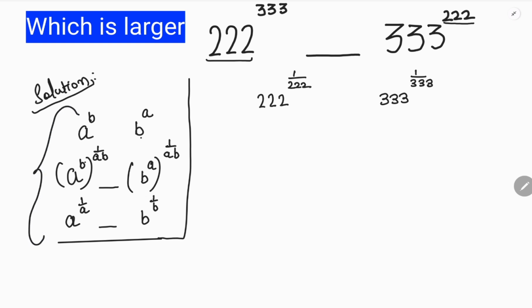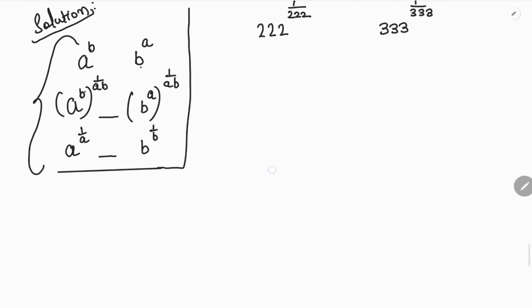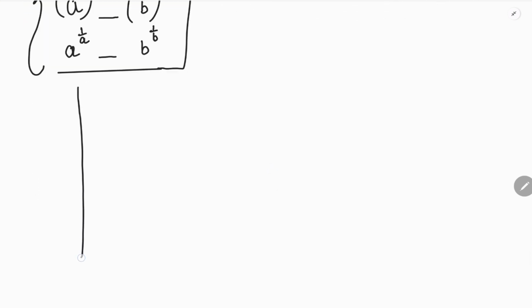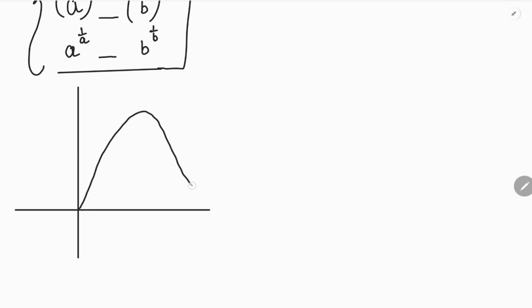Okay, so now if you observe, this is what? x raised to power 1 by x, right? So this is x raised to power 1 by x. Now I will show you the graph here. I am plotting it here. Okay, so how does it look? It looks like this graph.